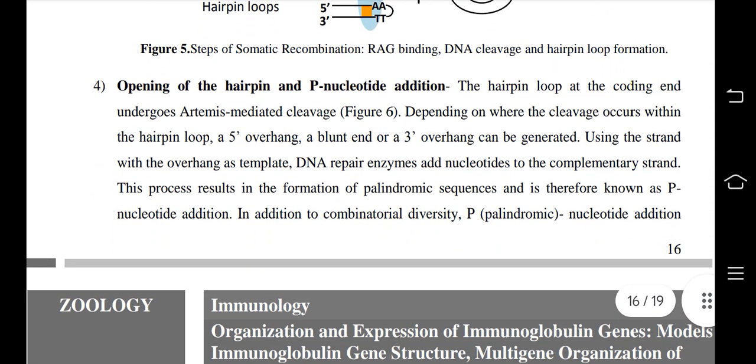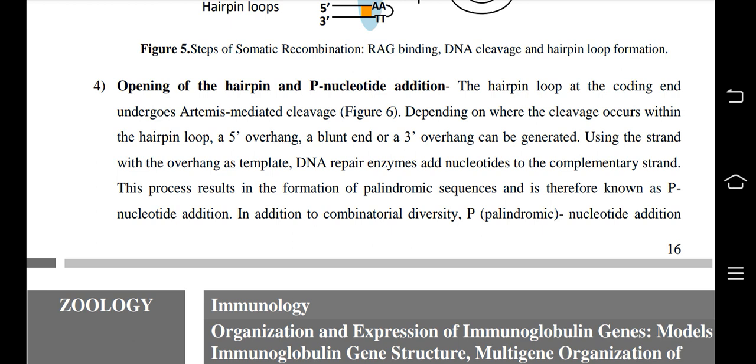Next, opening of the hairpin and P nucleotide addition. The hairpin loop at the coding end undergoes Artemis-mediated cleavage. Depending on where the cleavage occurs within the hairpin loop, a 5' overhang, a blunt end, or a 3' overhang can be generated. Using the strand with the overhang as a template, DNA repair enzymes add nucleotides to the complementary strand.